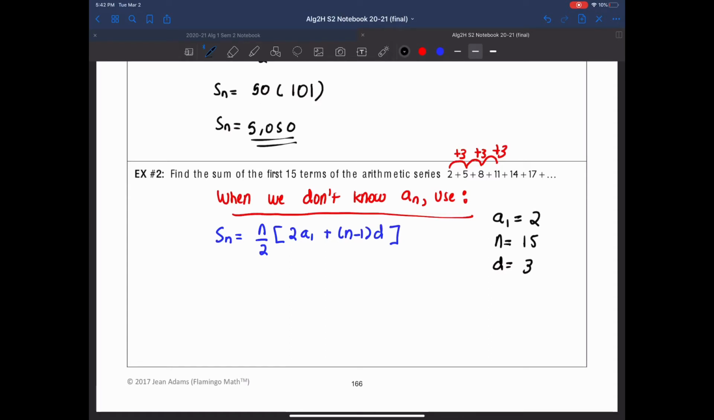So now we're just going to plug all of those things in. I have S sub n is equal to n over 2, or in our case, 15 over 2, times (2 times a sub 1, that's 2 times 2, plus (n minus 1) times d). In our case, that's 15 minus 1 times 3. All right, so let's go ahead and simplify this a little bit.